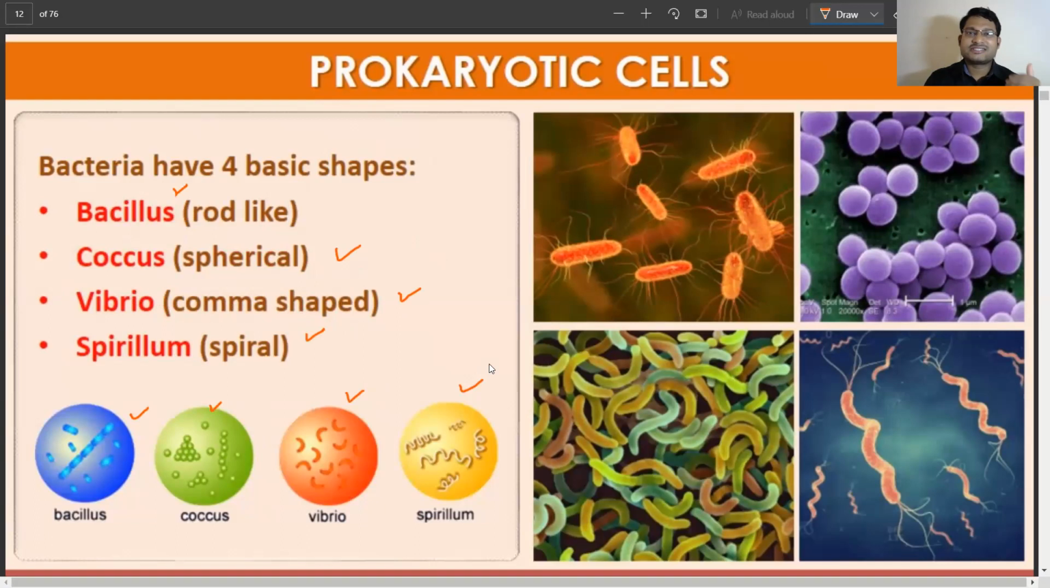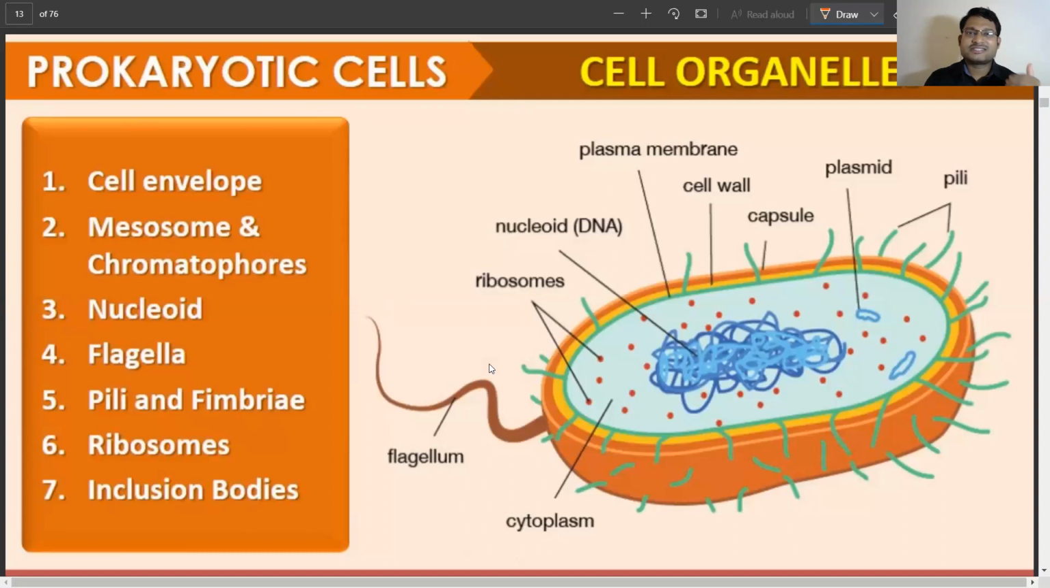So in general, if we talk about the prokaryotic cells, we have the cell envelope. Then we have the mesosomes and chromatophores. You have a region called nucleoid, flagella, pili or fimbriae, ribosomes, and inclusion bodies. And we will talk about each of these in detail from the next class onwards.